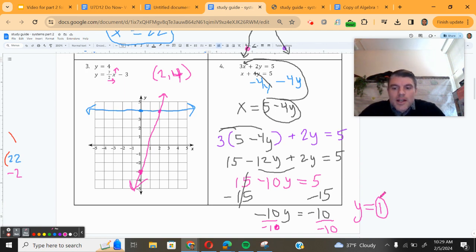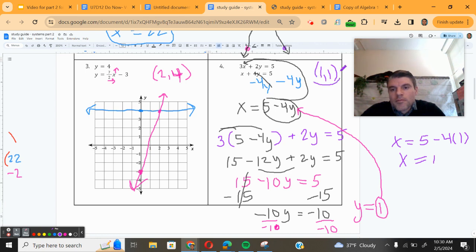Now I can also plug it into this one that I made by rearranging. So I'm going to use that one. I'm going to use x equals 5 minus 4 times 1. x equals 1. And that's it. So then the answer will be (1, 1). Okay, moving on.